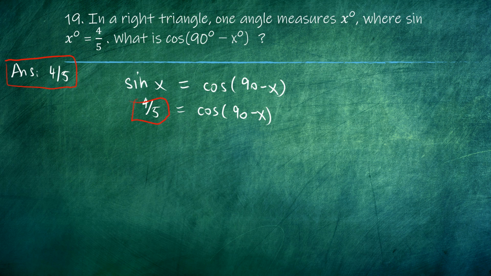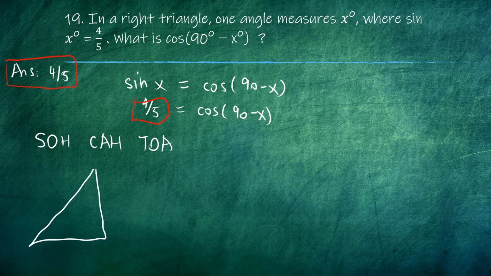The second way to solve this question is by using trigonometry. Before we start, let's review our basic fundamental, SOHCAHTOA. This is actually something that you have to memorize really, really well. So let's look at a right triangle. Remember, this only applies to a right triangle with an angle x here.